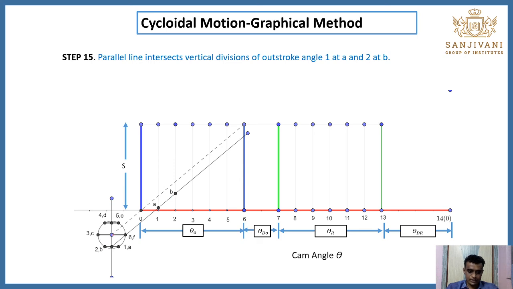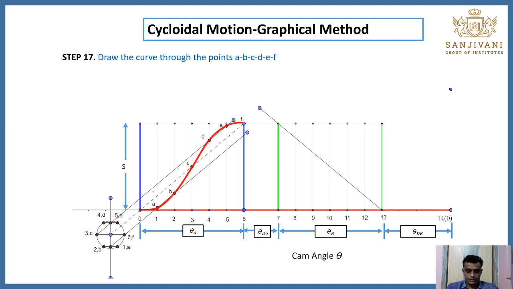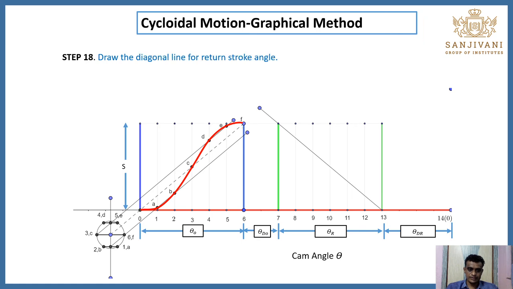Next, consider the second line, which intersects 3 at C and 6 at F, and this line which is passing through this intersects 4 at D. You have to mark this line starting from this position. By mistake I have drawn this 4 from D, that means it intersects 4 at D and 5 at E. Now you have to draw this curve through these points A, B, C, D, E, F, and you will find this profile for the displacement diagram.